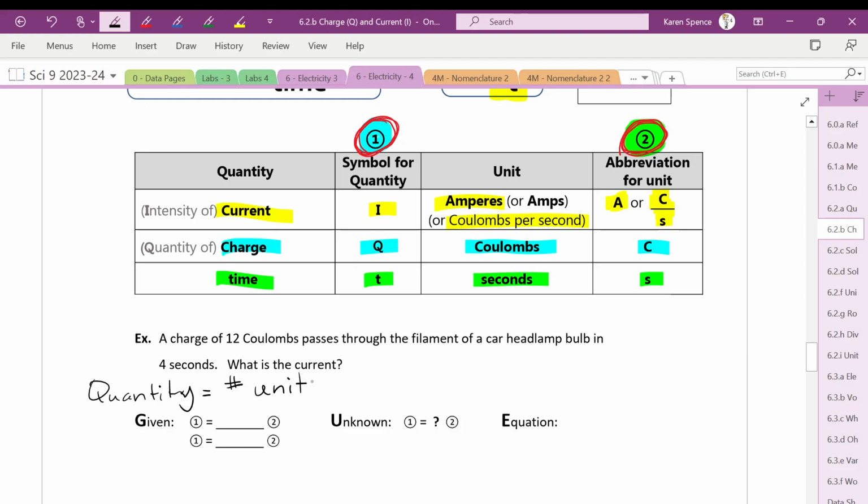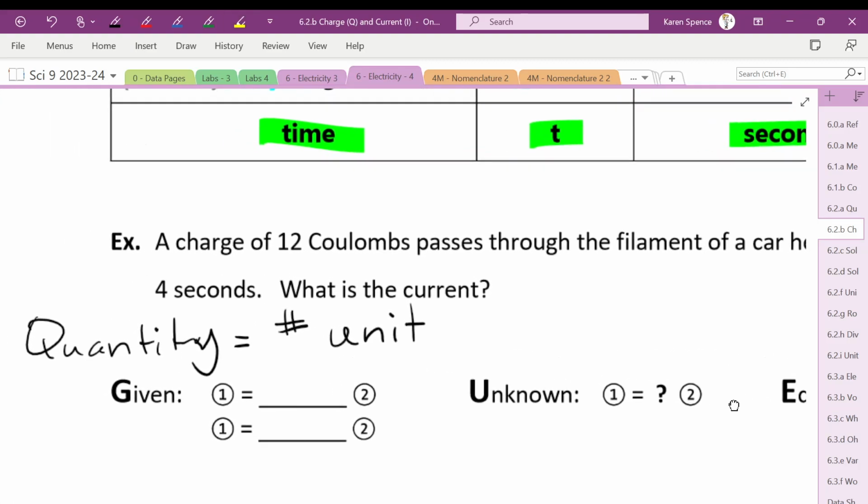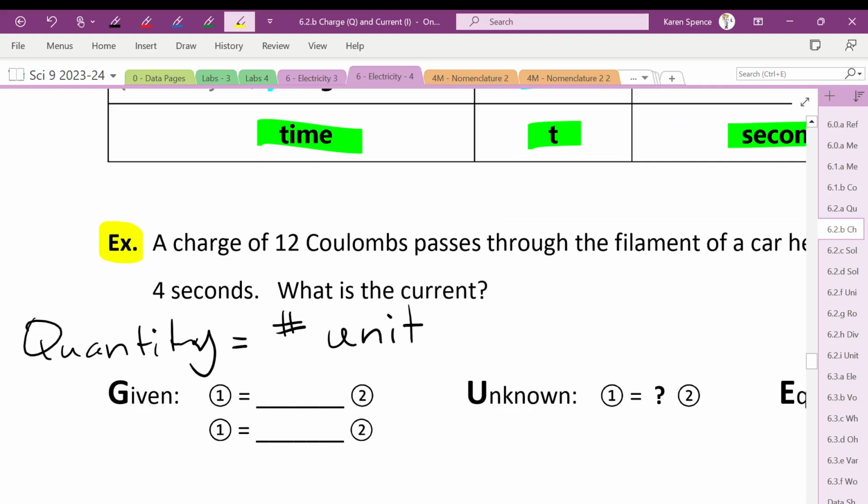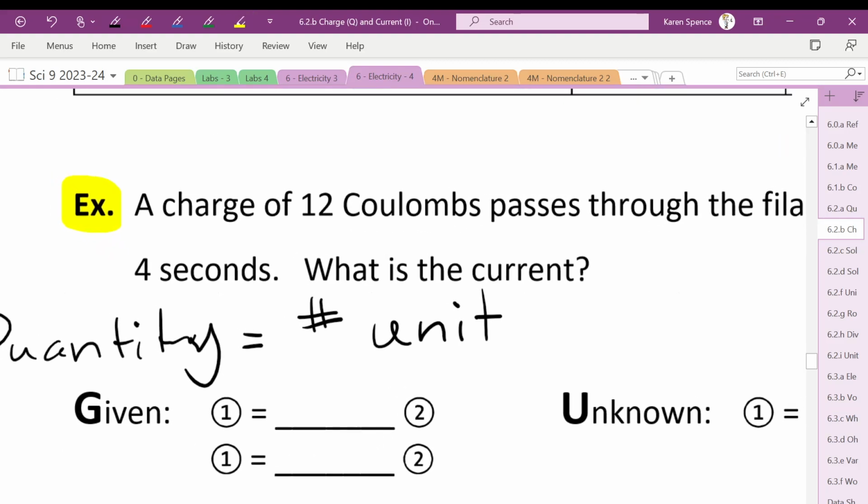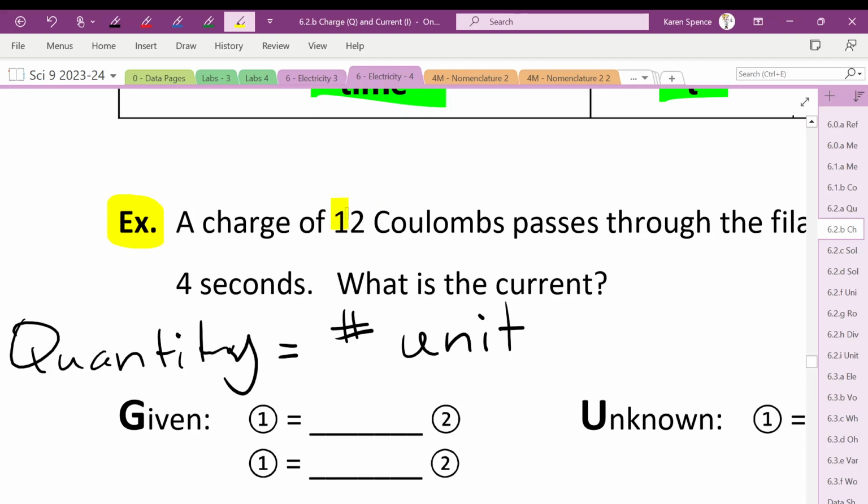I don't think I filled this out very well. I think I want to change this a little bit. It looks like you're supposed to fill in that blank, but really what we're going to do is say, in this question, we have some given information. We're going to look for our numbers. What numbers do you see? Or sorry, in the question here, in the example. Well, we have 12 coulombs. Is coulombs a quantity or is coulombs a unit? Unit. What is the associated quantity? Quantity is charge, yes.